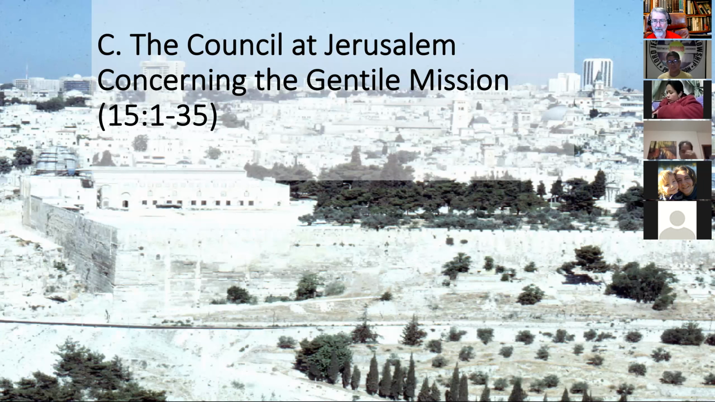Peter has a lot to say about grace, which is important. Barnabas and Paul give their testimony. And significantly, James, who represents the Jewish church in Jerusalem and is the brother of Jesus, makes the concluding statement. And this is in verses 13 through 21.